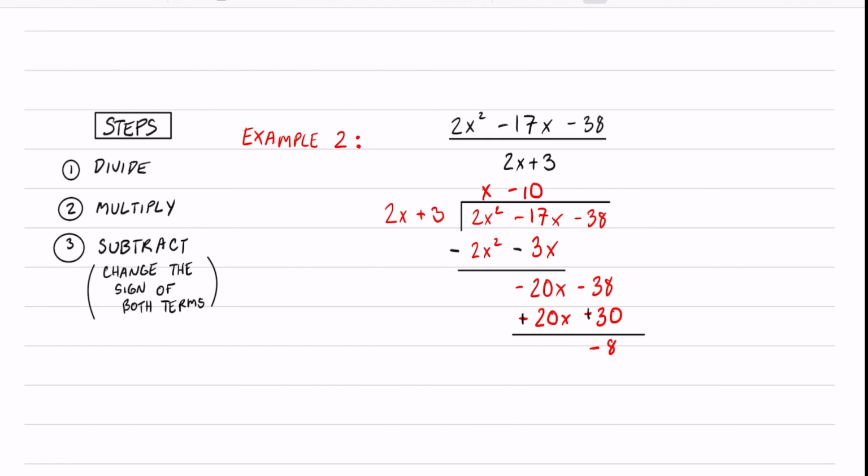There are no more terms to drop off. That's when you know you're done. So that is your remainder. And when I write this, it's just x minus 10 minus 8 over your divisor, 2x plus 3. Put me in slow motion if that was too fast, but I am confident that you got this.